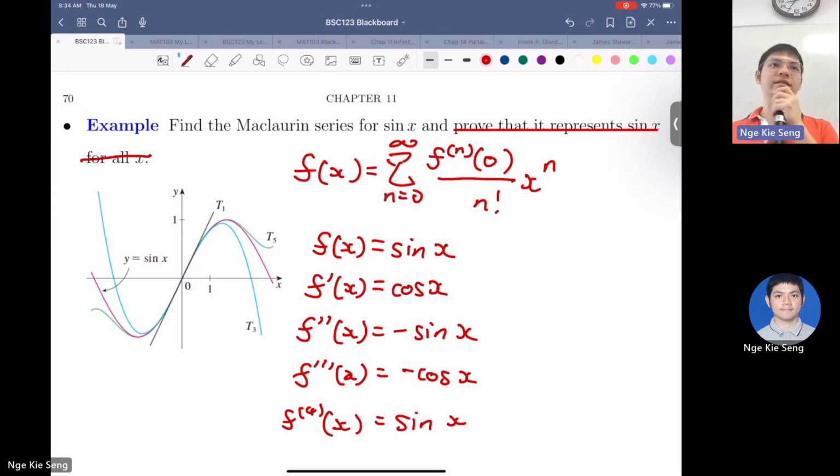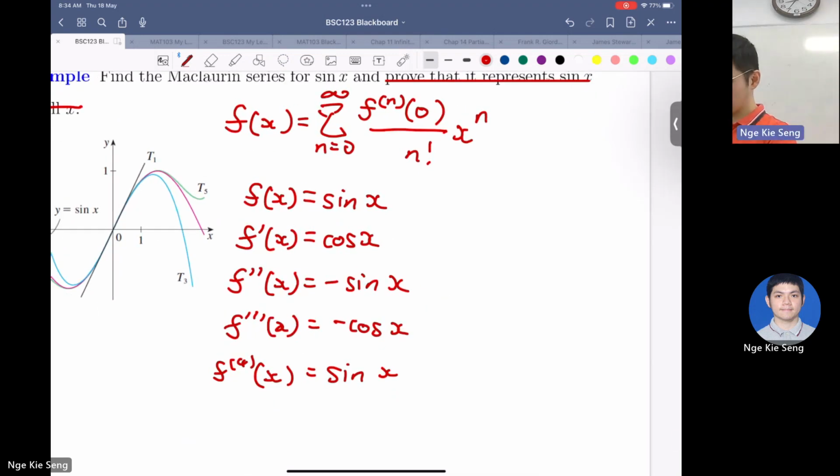So you can see that we have a cycle here: sine x, cos x, minus sine x, minus cos x, and then back to sine x again. You can repeat this cycle, and so you see a pattern here. We need to not only compute the nth derivatives, we need to evaluate them at 0. So what do we get?